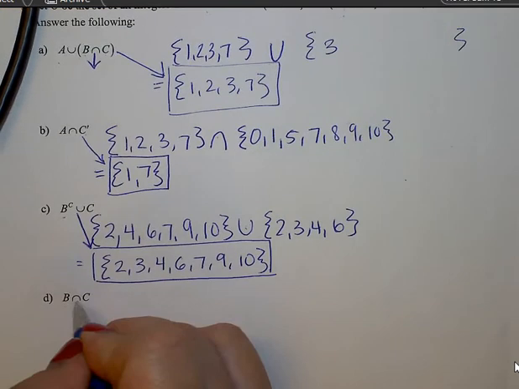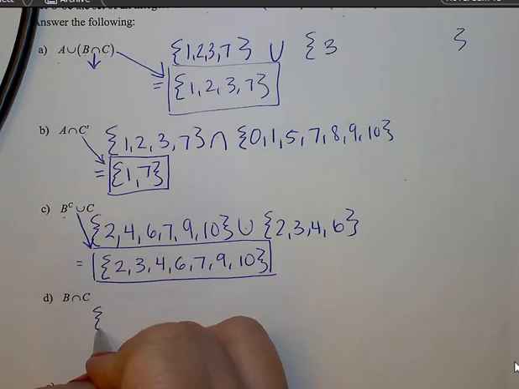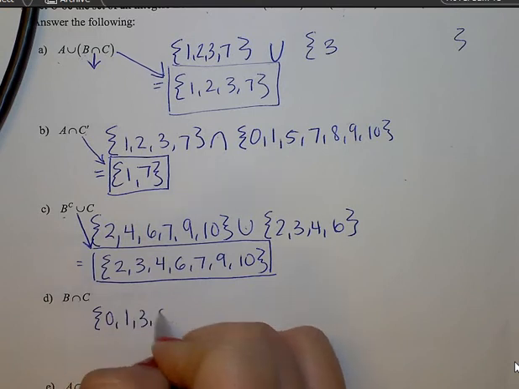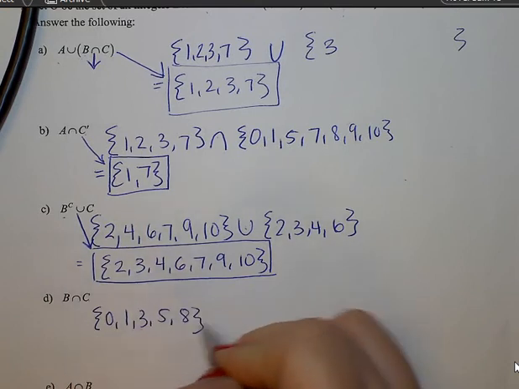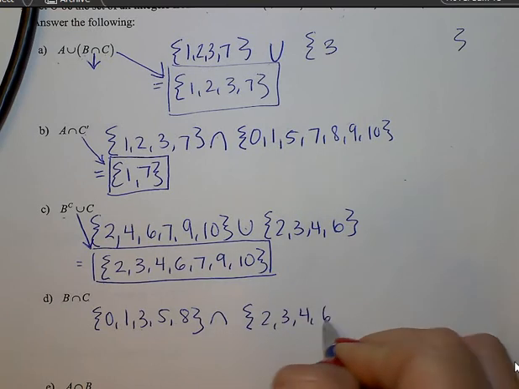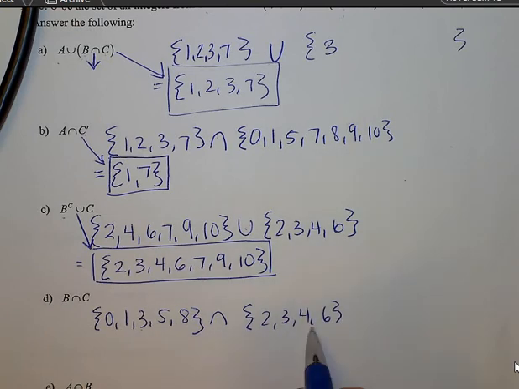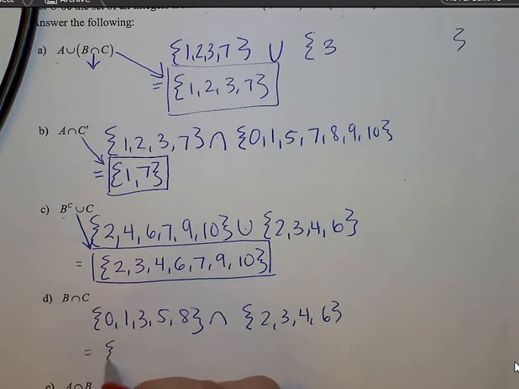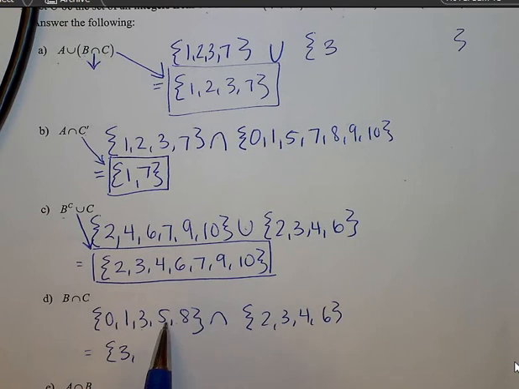B intersect C. I'm writing down set B, writing down set C. Okay, and now what do they have in common? What is the intersection? Alright, so there's no 0, there's no 1, there is a 3, there's no 5, there's no 8.